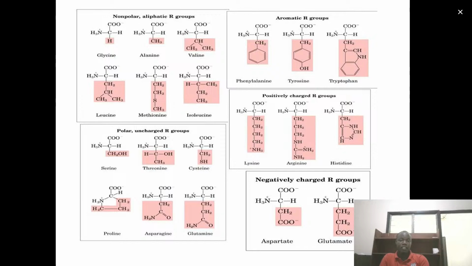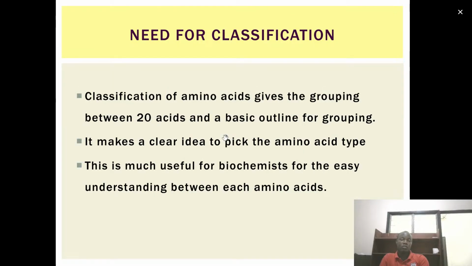So then the next thing after this, what are the needs for the classification? Why do we need to classify amino acids? Classification of amino acids gives a basic outline for grouping the 20 amino acids. It makes a clear idea to fit the amino acid type, and this is very useful for biochemists for easy understanding of each amino acid.